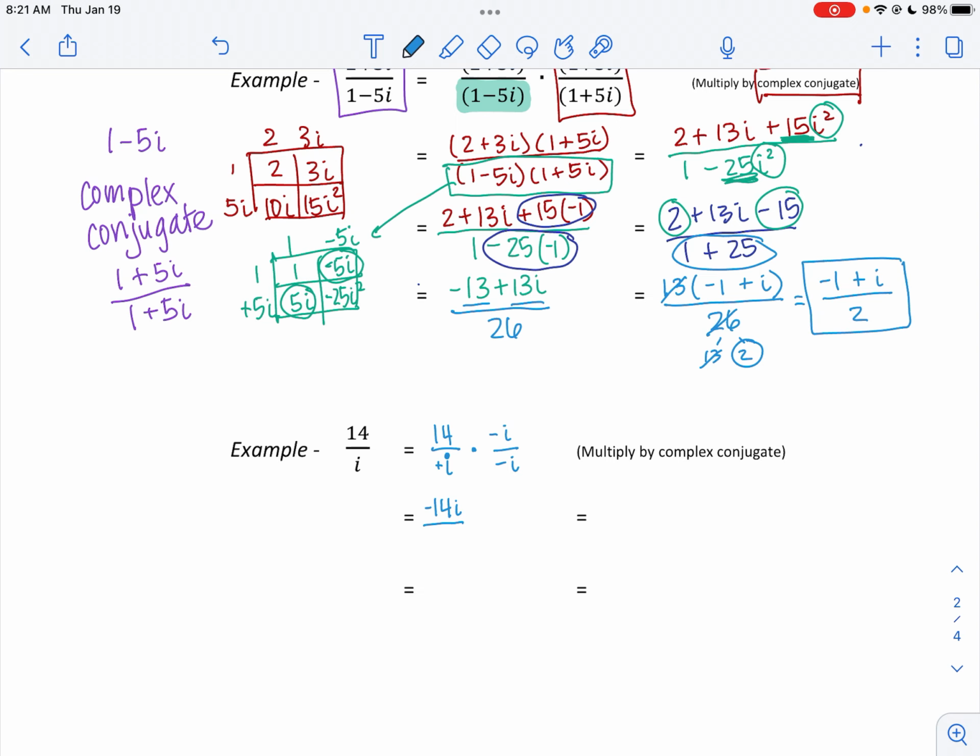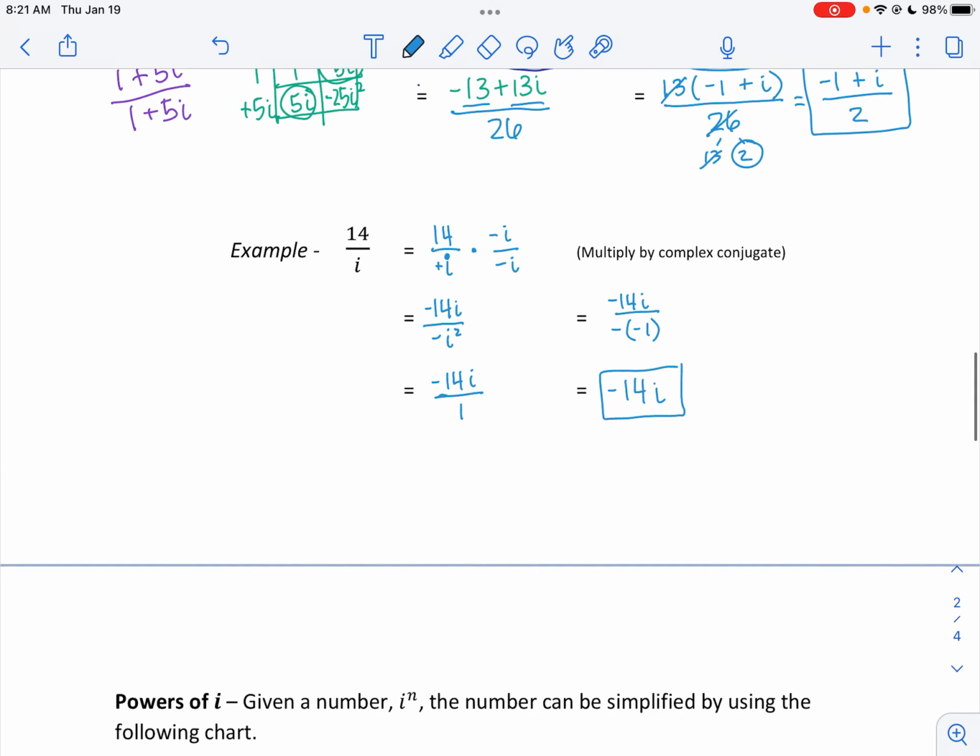Negative i times positive i will be negative i squared. Then we're going to change the i squared to negative 1. And I have negative 14i over negative times negative 1. Then I get negative 14i over positive 1. Then my simplified answer will be simply negative 14i.